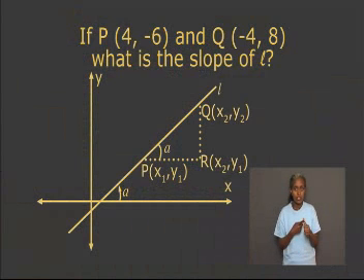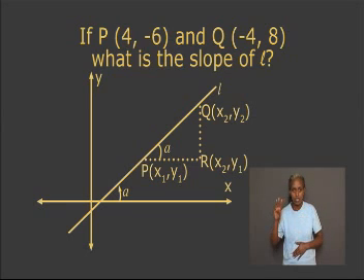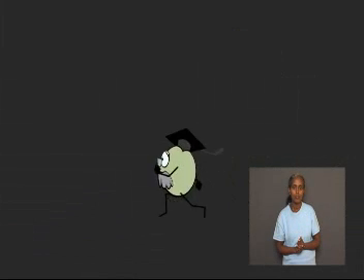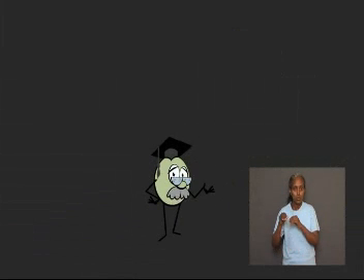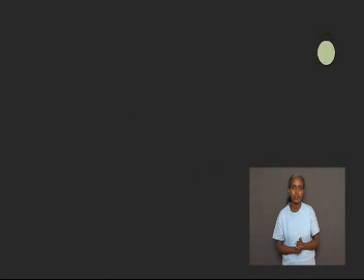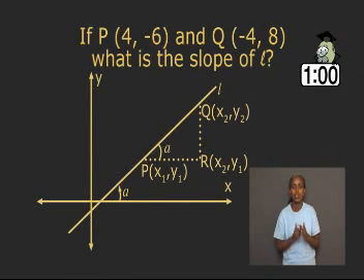First, let us see what we can remember with a quick activity. What is the slope of L if point P is at 4 by -6 and point Q is at -4 by 8? Are you ready, students? Please try this now. Students, let's get ready. Begin.